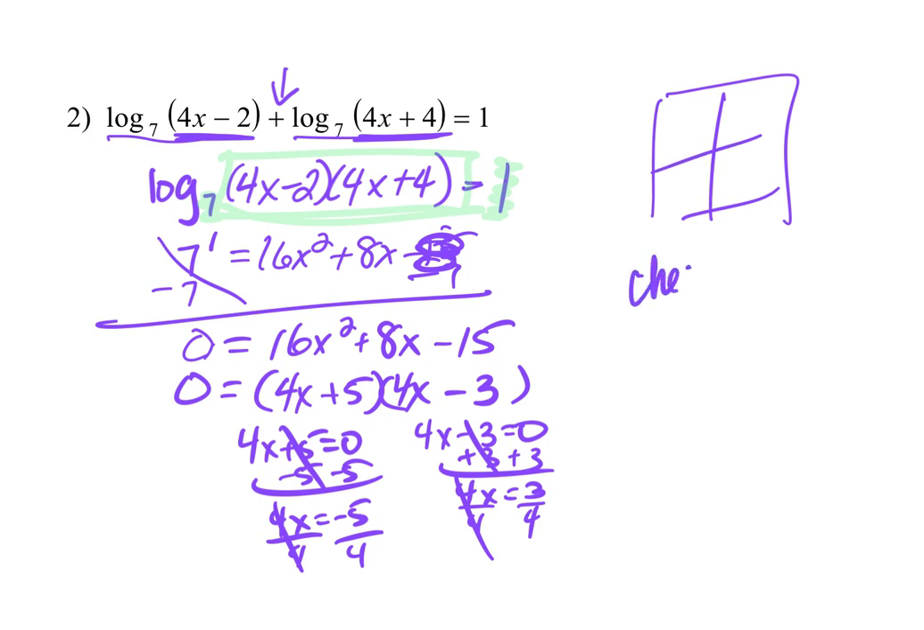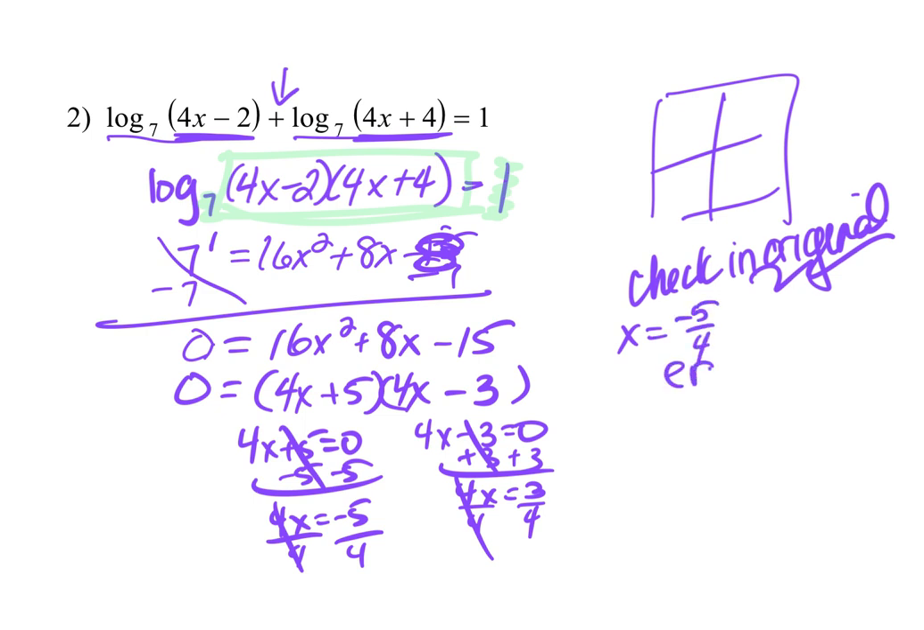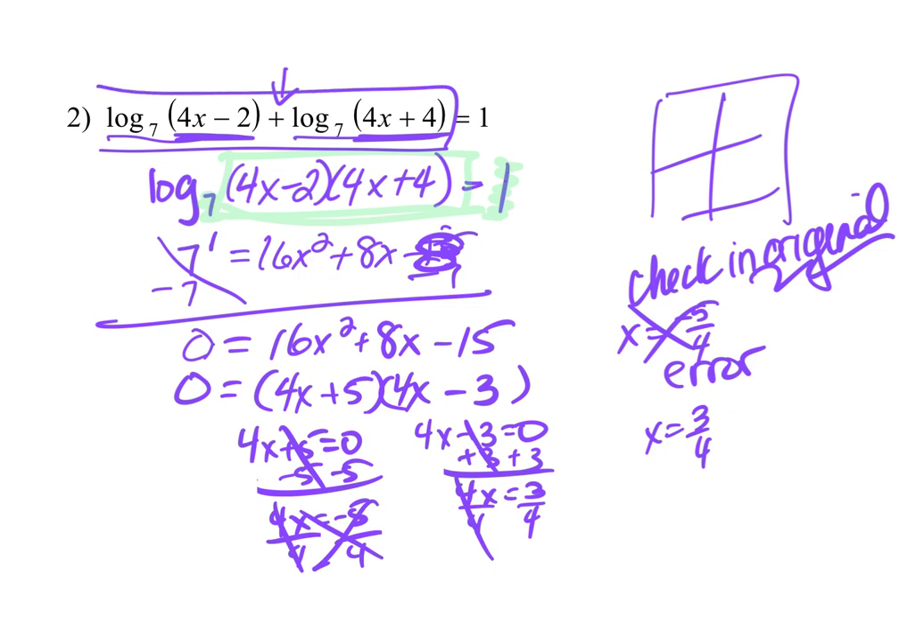Remember, we have to check in the original. When I check x equals negative 5 over 4, I do get an error, so this one is rejected. And when I check x equals 3 over 4, I get 1. So 1 equals 1. Check.